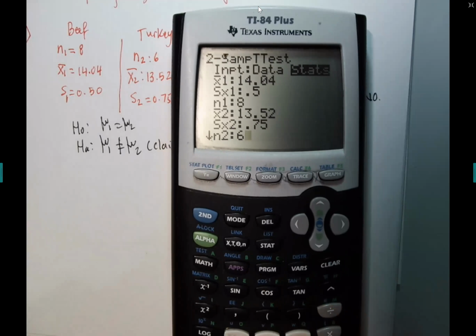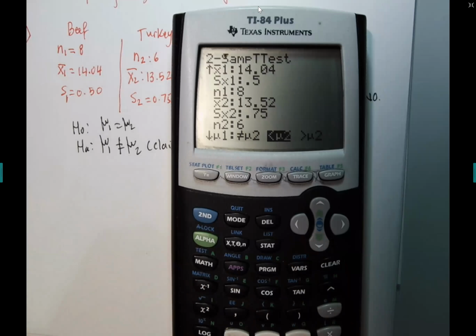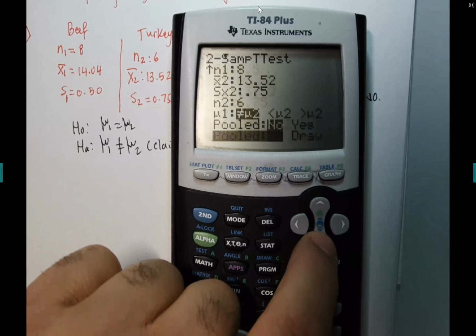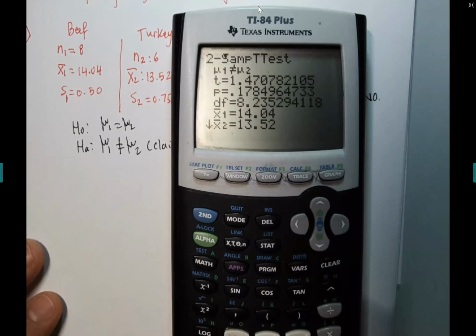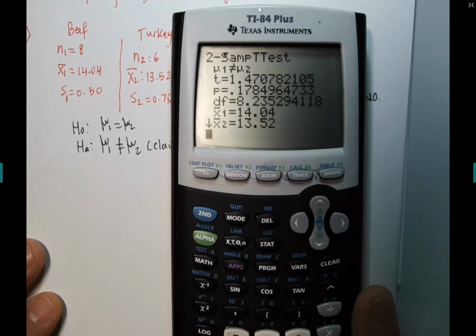See, the arrow is pointing down, it means it's asking me to scroll down. And now we need to check if mu1 is different from mu2. There is one more option, Pooled. We said no, because it says assume population variances are not equal. And hit calculate. And here you go. T is 1.471 and the p-value is big.